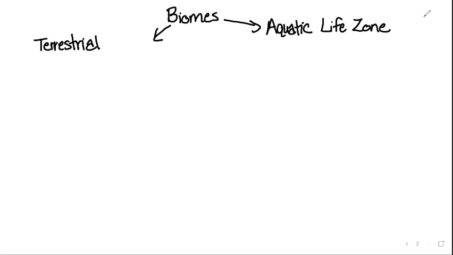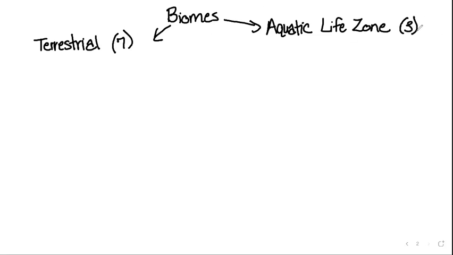If you call it an aquatic biome, you're not going to get marked down. You're not going to get marked wrong. Just know that if you see this written in a textbook or in an article that we look at or on the test itself, an aquatic life zone is the exact same as an aquatic biome. Okay. So how many terrestrial biomes are there? There are 7. How many aquatic life zones are there? There are 3.